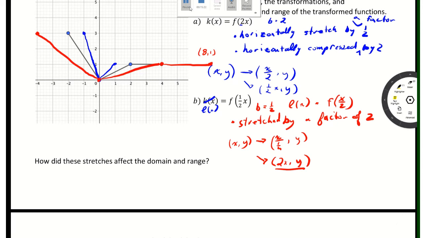We're stretching it horizontally by a factor of 2. So again, how did this affect the domain and range? Well, really, the answer is in the point notation here and here. The range is unaffected. The y's stayed the same. We can see that on the graph and the point notation. However, the x's were changed.